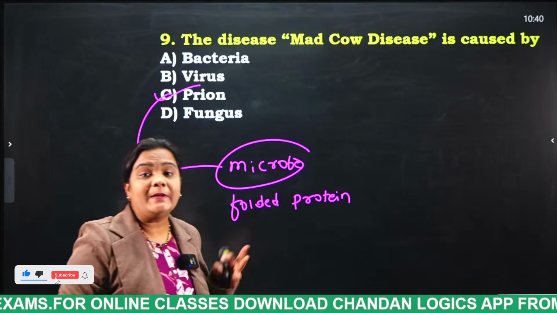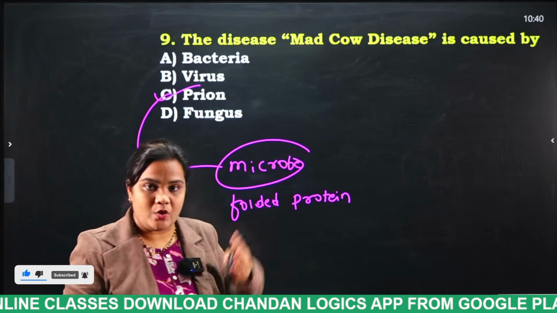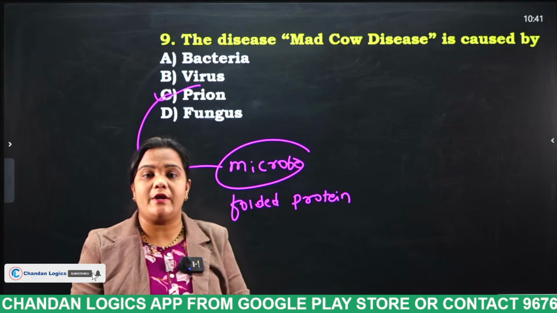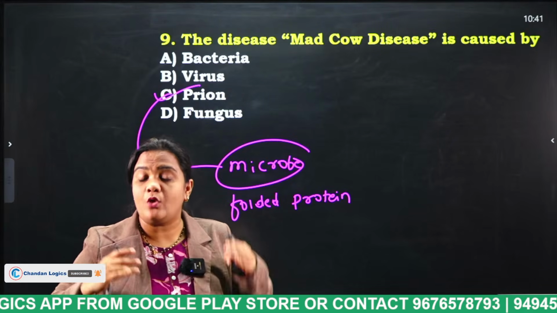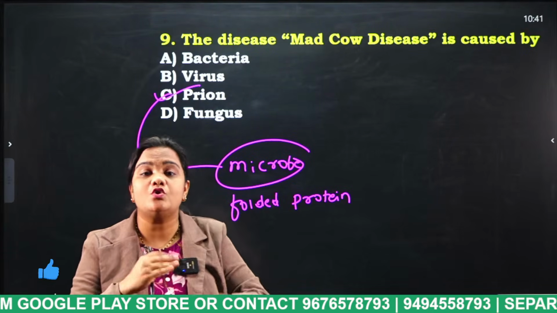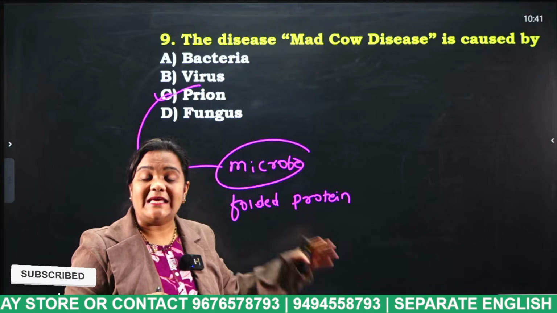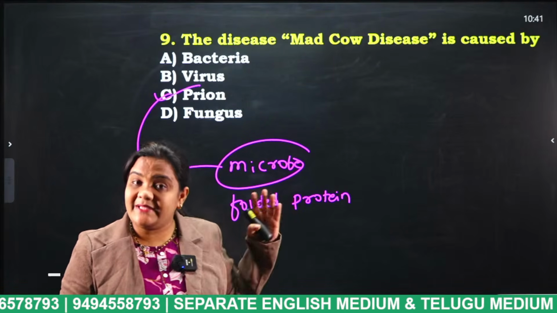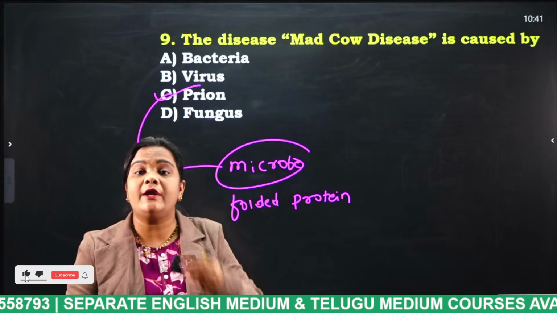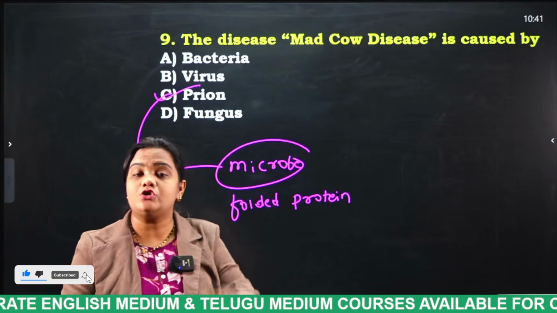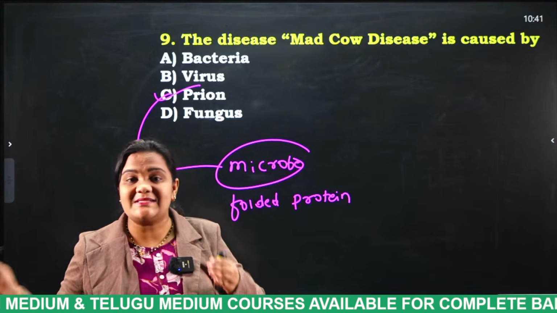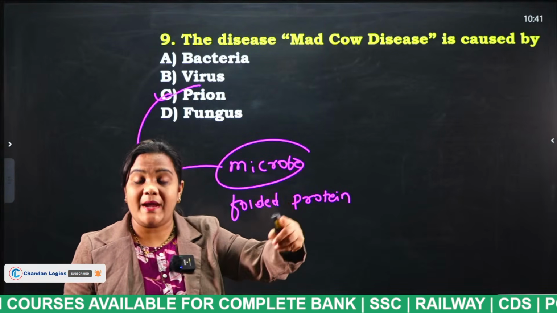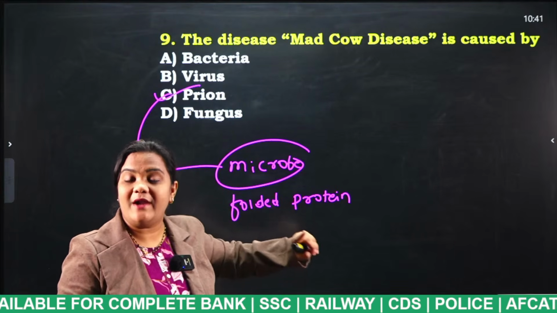If we consume this folded protein, what happens, students? If we consume this folded protein into our body, the healthy proteins in our body are also going to be folded. Even though it is not a microbe, if it enters our body, this folded protein is going to make the healthy proteins also folded. If it continues, what happens? Our brain will be damaged.